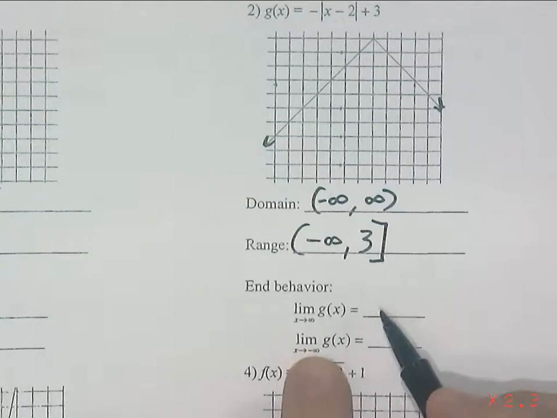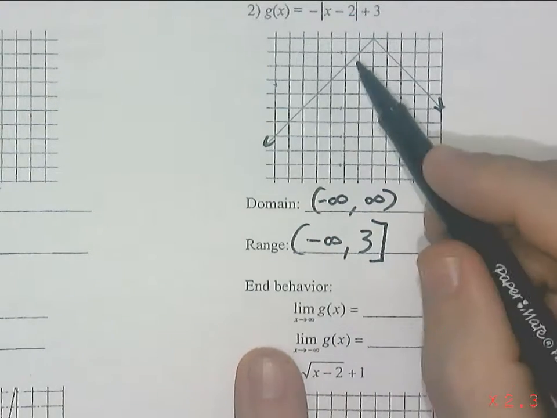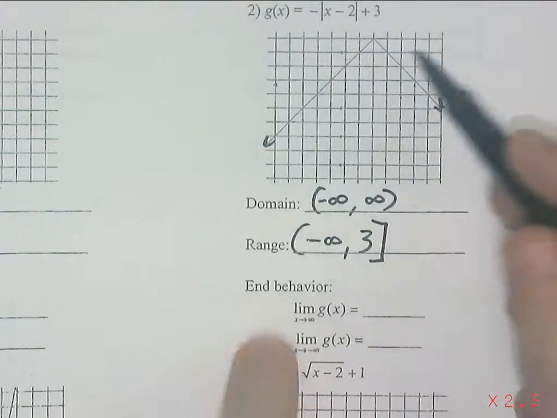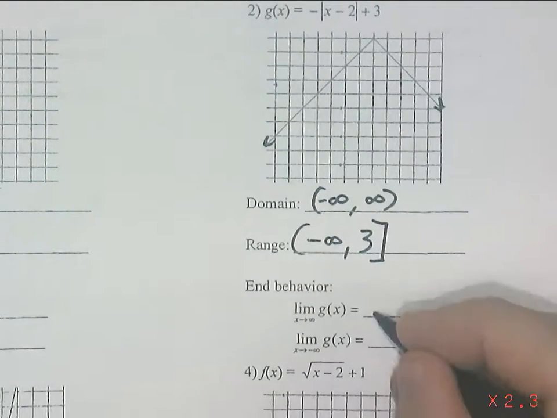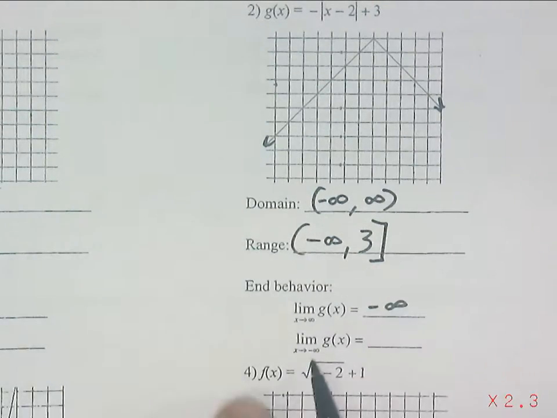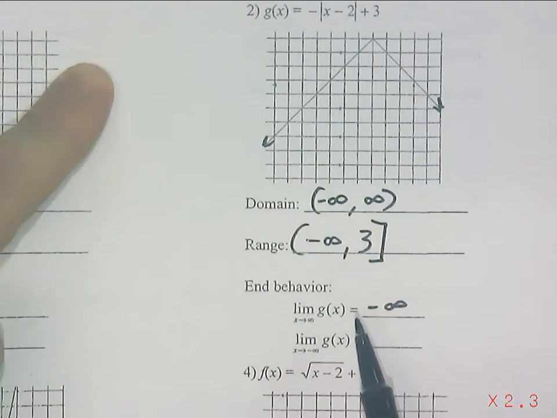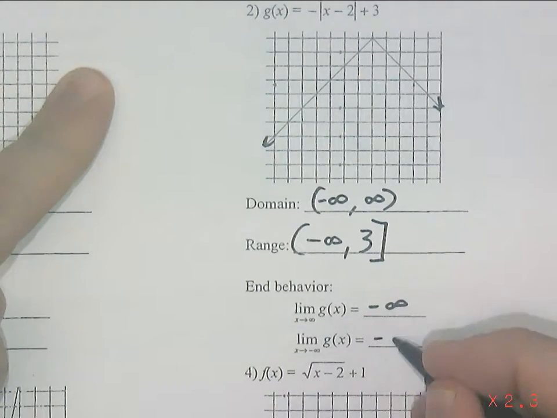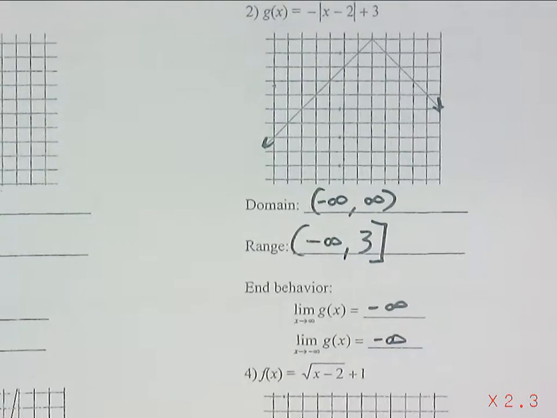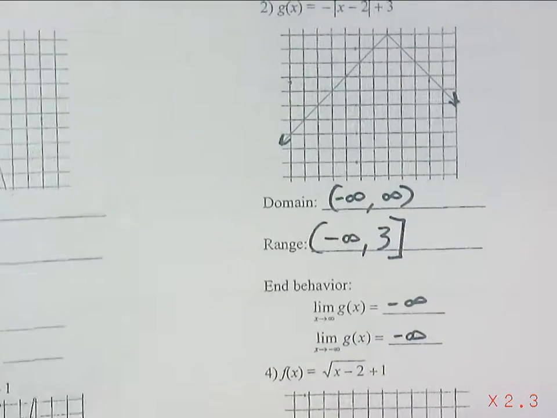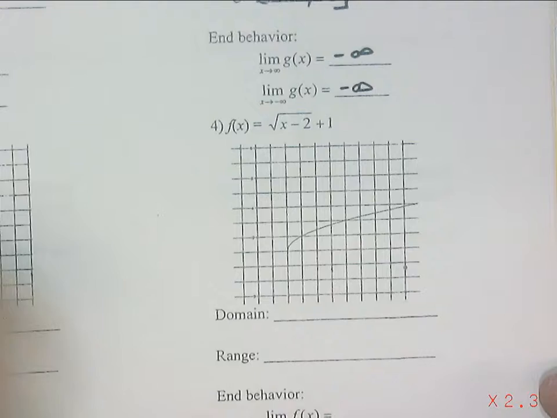Okay? End behavior: as x goes to positive infinity, my y values are going to negative infinity, right? So it'd be negative infinity. As x goes to negative infinity, so to the left, my y values are going to negative infinity. And that is basically all you're doing for domain and range. Let me do one more just to make sure we got it.